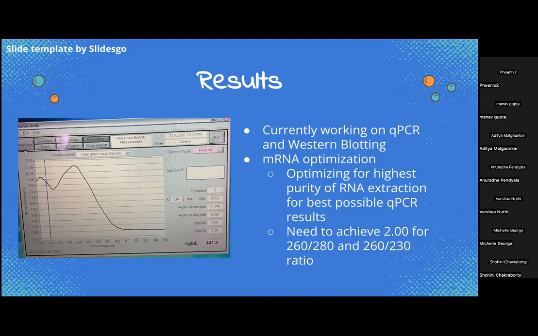So the goal is to achieve a value of 2 for these two numbers here, the 260/280 ratio and the 260/230 ratio. So the highest purity of RNA is required for the best possible qPCR results. So we're currently trying to reach these values.